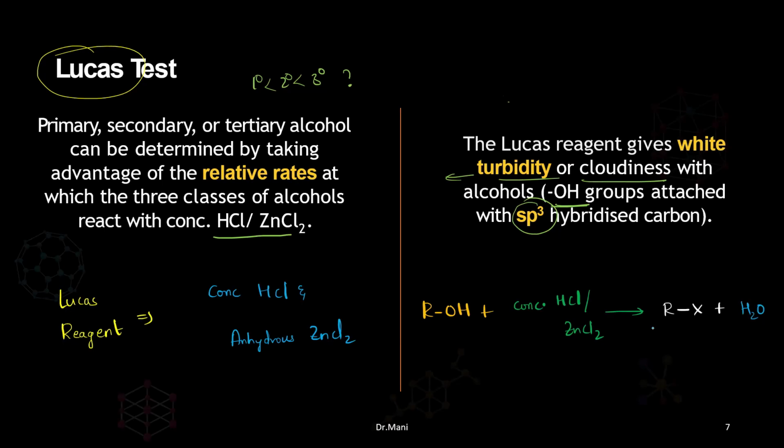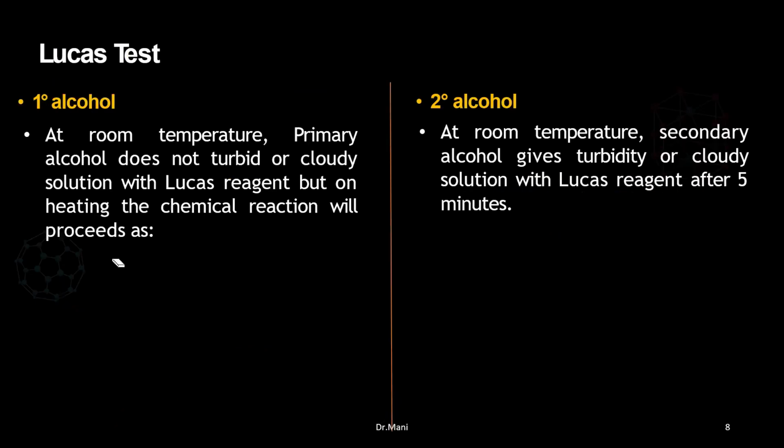So remember, alcohol reacts with concentrated hydrochloric acid in the presence of anhydrous zinc chloride, and that will give alkyl halide and water. Understood? So alcohol reacts with the Lucas reagent to give alkyl halides and water. And here the OH is attached to the carbon by an sp3 hybridized covalent bond. Understood?